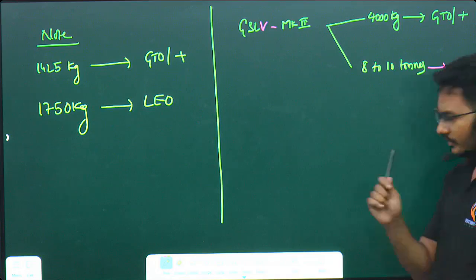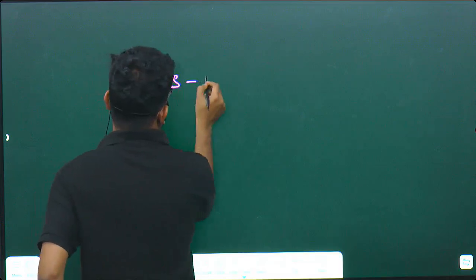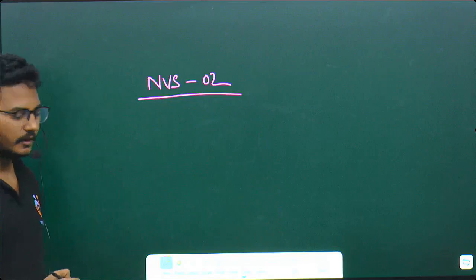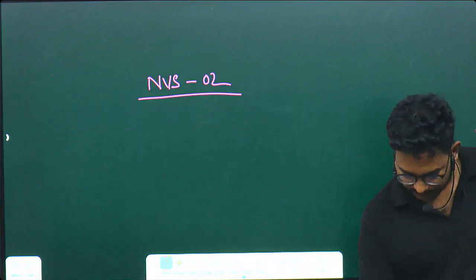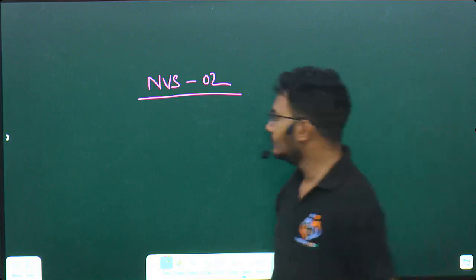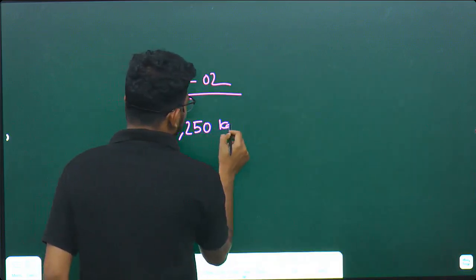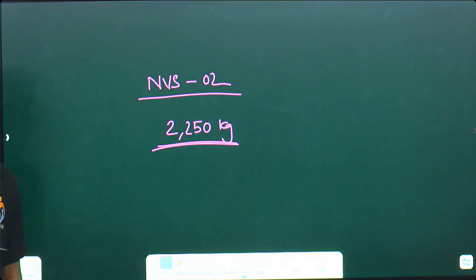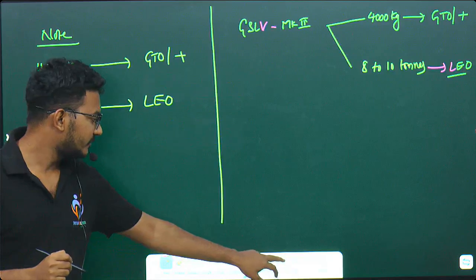Okay. Now a current affairs point. Now tell me, we have launched the NVS-02. Yes. Okay. And the mass of NVS-02 is 2250 kgs. Now tell me which vehicle we'll be using.